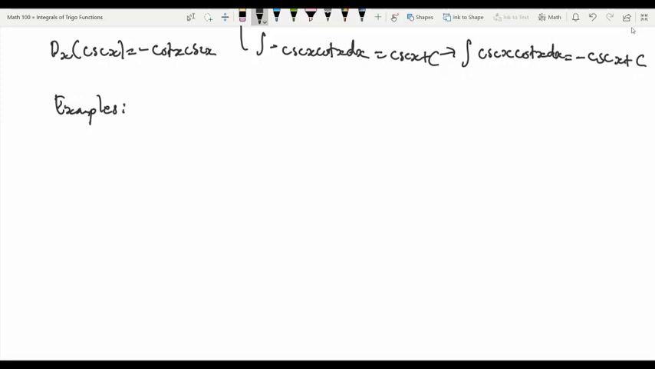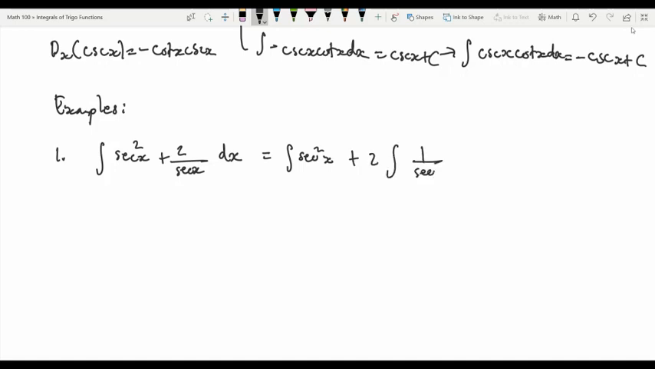So first, let's have the integral of secant squared x plus 2 over secant x dx. So here, our strategy is to first distribute the integral sign. So we have the integral of secant squared x plus, and then factoring out 2, we have 2 times the integral of 1 over secant x dx. For the integral of secant squared, we don't have any problem because this is just tangent x. So we just rewrite it as follows, dx, don't forget, and then plus 2 times the integral.